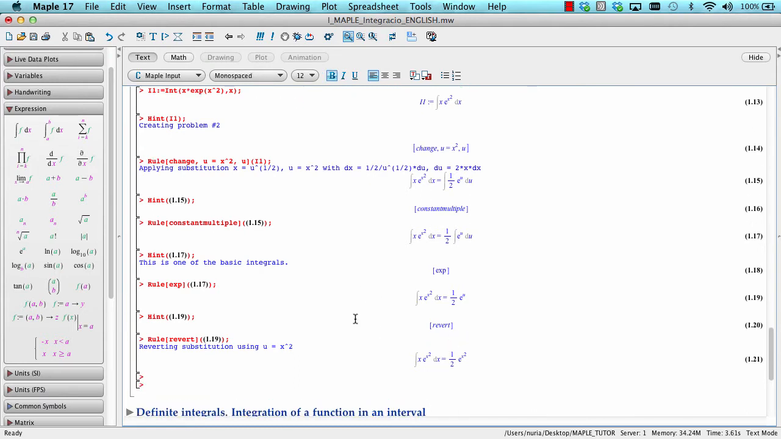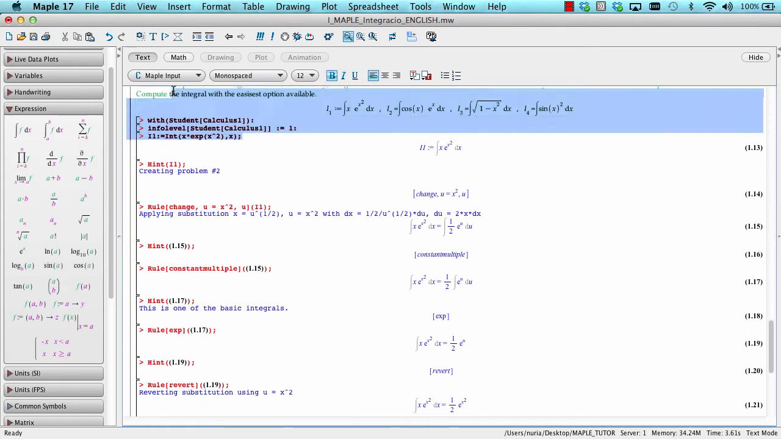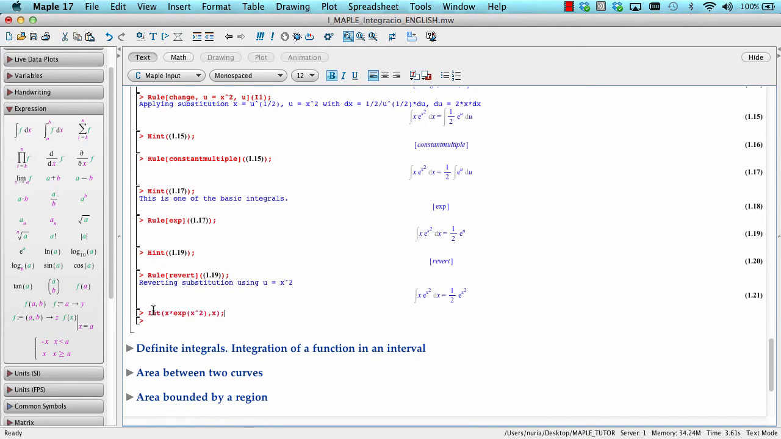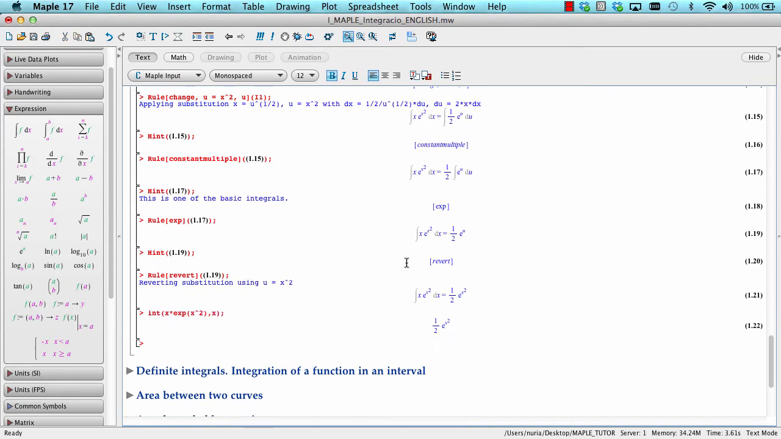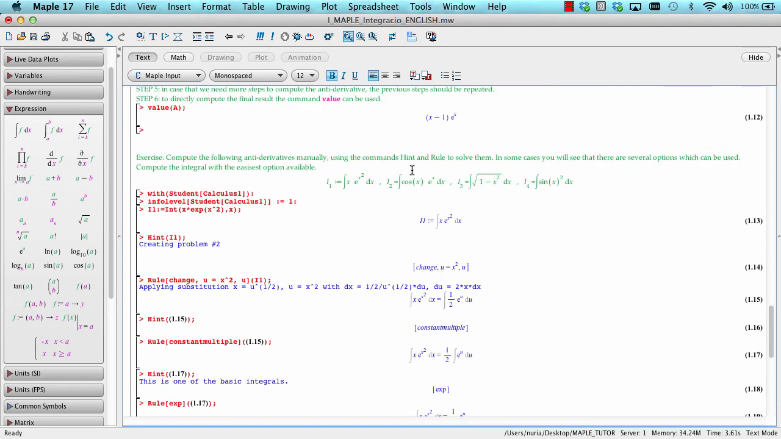Of course, if you do the integral with a small i, okay, let's copy this, we change it to a small i, you would get the same result. Okay. What is the advantage? That you can keep on doing steps one by one and check that everything that you've done is correct. So now let's see what Maple tells us about these integrals.